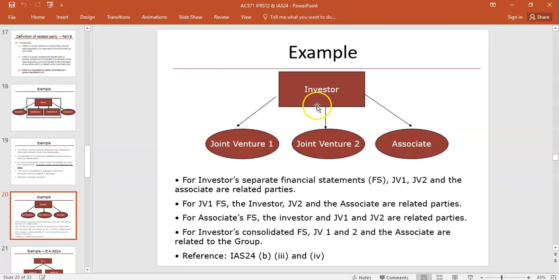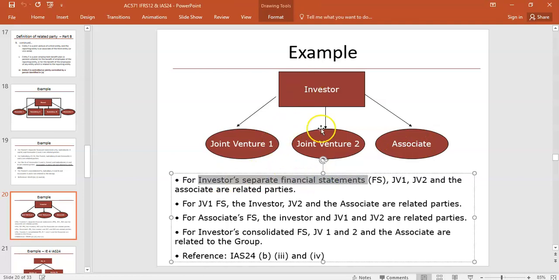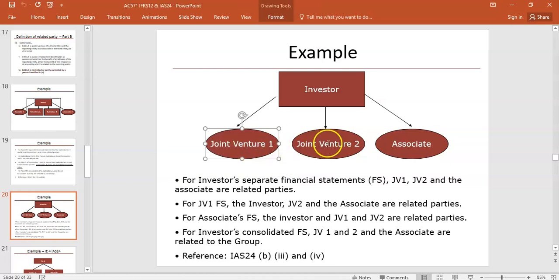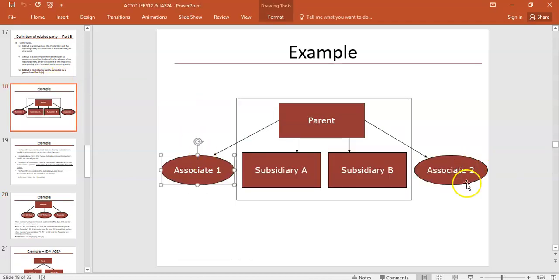So this example where you have an investor, 2 different joint ventures, and 1 associate. So in the investor's separate financial statements, they're all related parties. They're related to JV1, JV2, and the associate. If you're preparing the financial statements of JV1, you're related to JV2 and the associate and the investor. Because you're another joint venture of a communal third party, or you're another associate of a communal third party. Same for the associate and same for the consolidated financial statements. So in this case, they're all related because there's either joint control or significant influence. The only exception you always have is if there's only significant influence in both, they won't be related parties. If there's joint control or control on either side, you will have a related party.